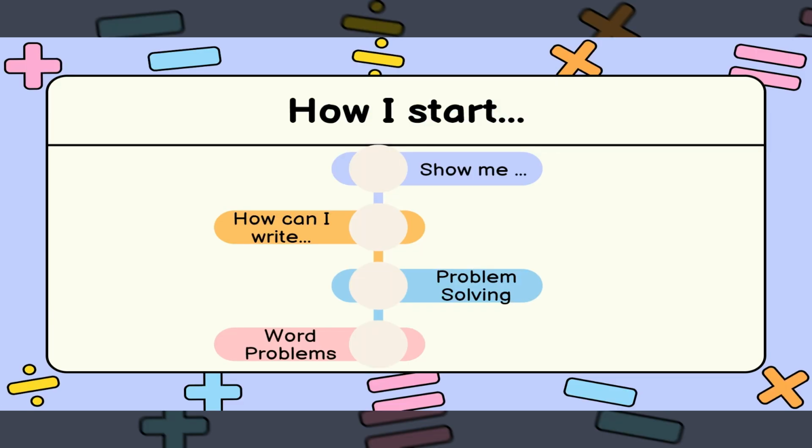So, how I start introducing number talks to my students is I start with a simple show me. Show me how you would make three with your fingers. Show me how you'd make five. And then I build off of that into how can I write this number? After that, it goes into problem solving. Well, how can I show this addition problem or subtraction problem? Or if you teach older grades, multiplication or division. And then after that, it goes into word problems and how to break down a word problem.